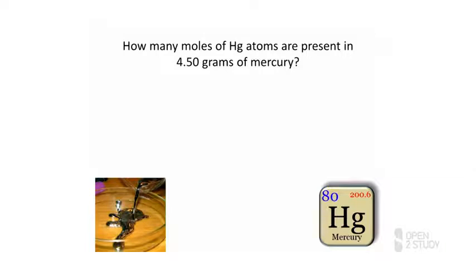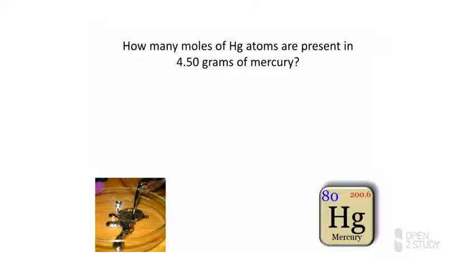Let's try another example, but this time we're going to go backwards. We're going to go the other way. In this question, how many moles of mercury atoms are present if I have 4.50 grams of mercury? Got to have a quick aside here. I've got a picture of mercury down the bottom there for you. Very cool to see. It's one of the few metals that's a liquid at room temperature.